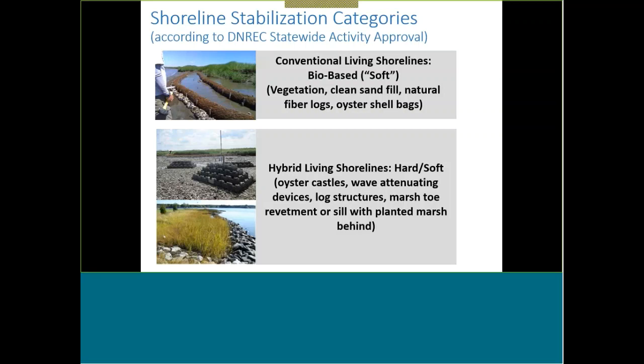that would be comprised of native vegetation, sand fill, those coir logs that Chris just showed you, oyster shell bags. And then alternatively, you can go more the route of a hybrid living shoreline where it's a combination of hard and soft material. So you have all the components that are listed above, and then in addition, you would add on some other components like oyster castles offshore or wave attenuating devices in all the different forms, maybe some logs or an offshore toe or a sill with a marsh planted behind it.